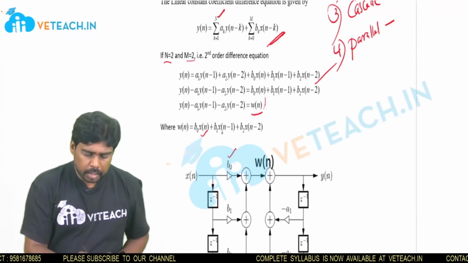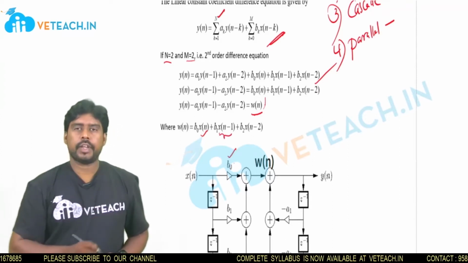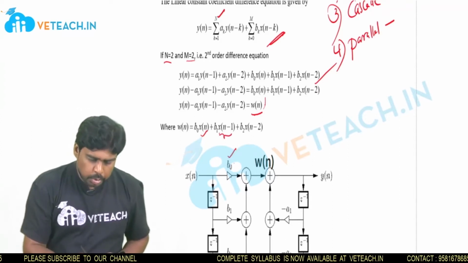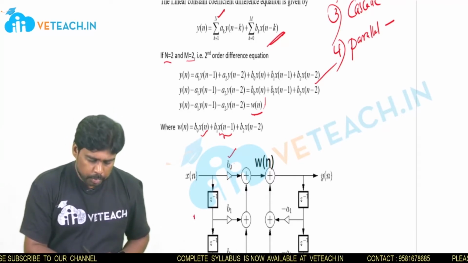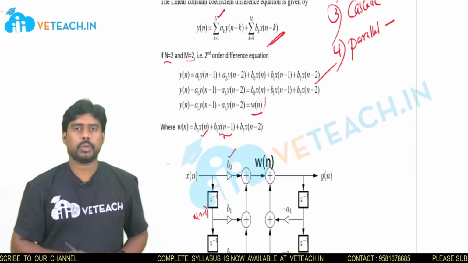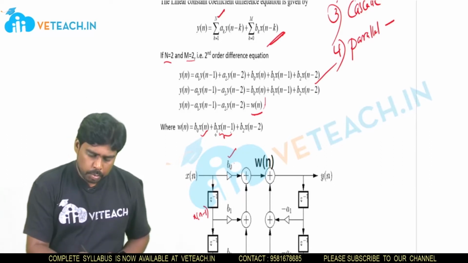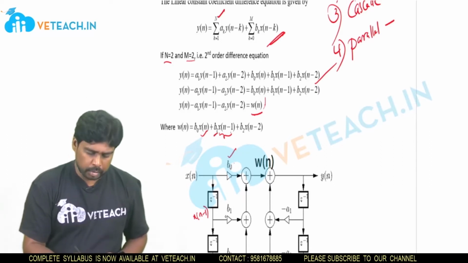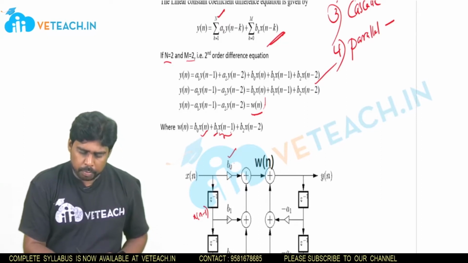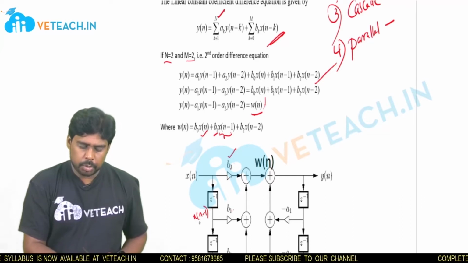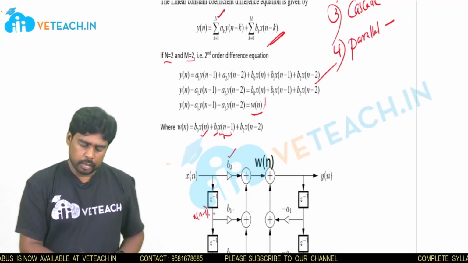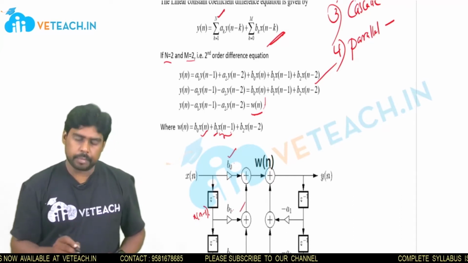Next I need to get x of n minus 1. So this x of n is sent through a Z inverse block. What will be the output here? x of n minus 1. And this x of n minus 1 should be multiplied with b1. So I am sending this to b1. The output will be b1 into x of n minus 1. That one I am giving to the summing point here.